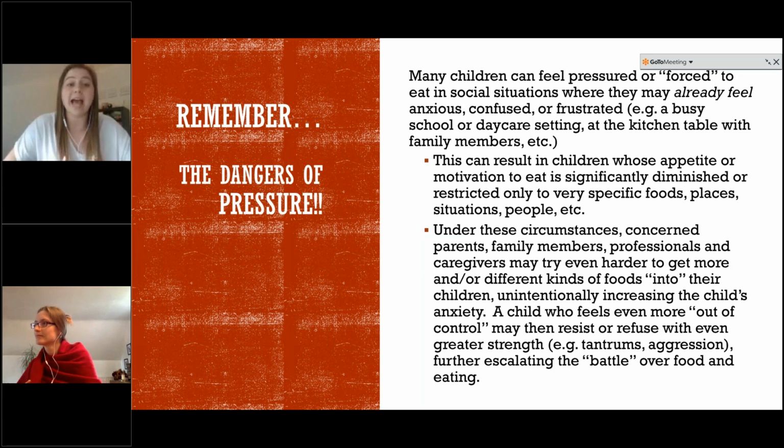If we do add the pressure to them, this can result in the child having a decreased appetite or maybe severely restricting their foods. So just remembering that your child is going at their own pace and to follow them. Let them initiate it, let them explore, and let them have that space to be who they are and to do what they want. And as a parent, guide them, sit with them, let them be your guide.